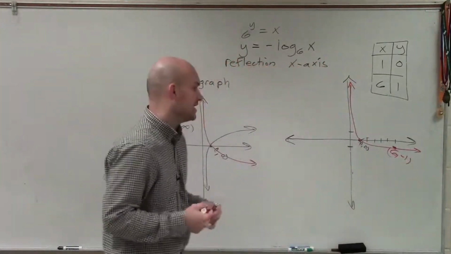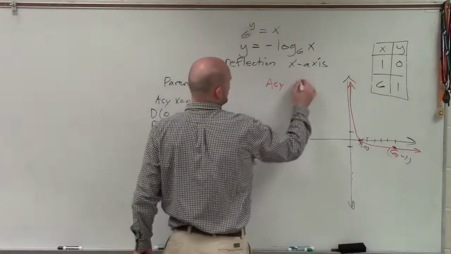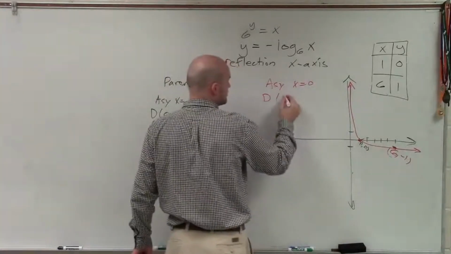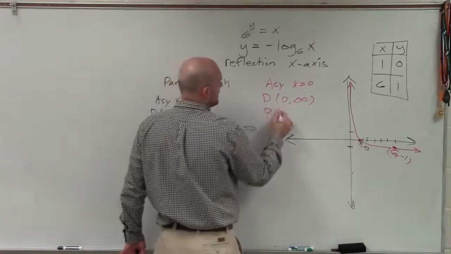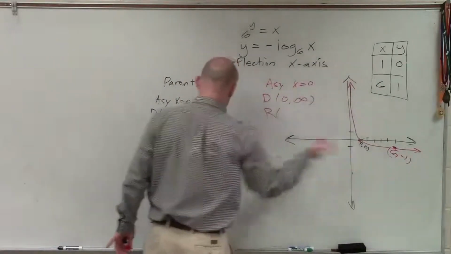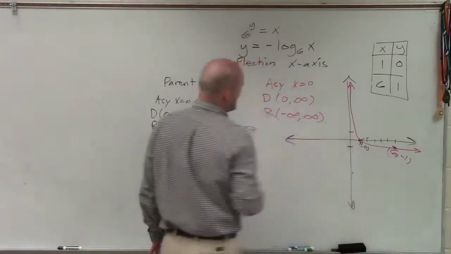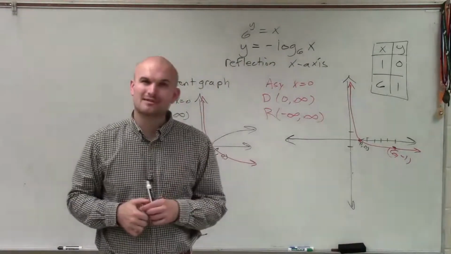Now we can look at our asymptote. My asymptote hasn't shifted at all, so it's still going to be at x equals 0. My domain, you can see, is still from 0 to infinity. I don't have any negative values for my domain. And my range is still going to go all the way up and then all the way down, so my range will still be from negative infinity to positive infinity. So there you go, ladies and gentlemen. That is how you graph a logarithmic equation. Thanks.